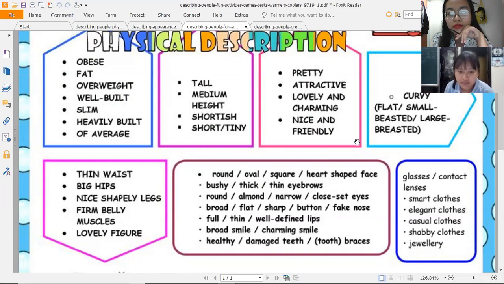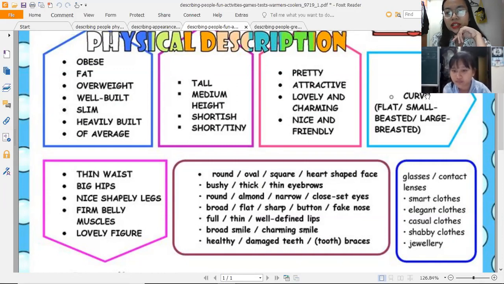Ignore the pink one. Okay, the pink here is not. No. Pretty, attractive, lovely, charming. Okay, is this okay? Charming here is okay, but the last one, nice and friendly. Is it physical description? Nice and friendly? No, right? It is a personality, right? Personality. Tử tế là gì nhỉ? Thân thiện, nó phải là personality chứ, đúng không? Okay, so this one is okay, but the last one is not okay. The last one is the personality, not the physical description.